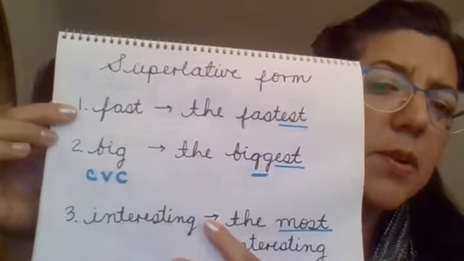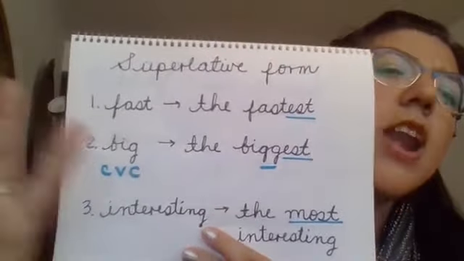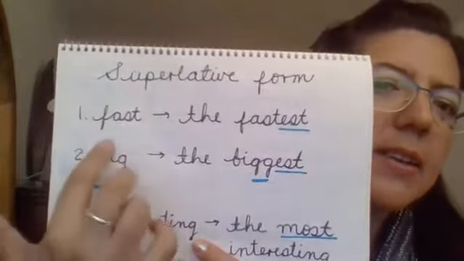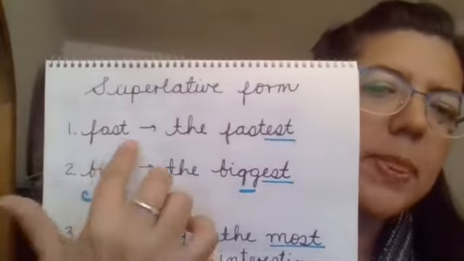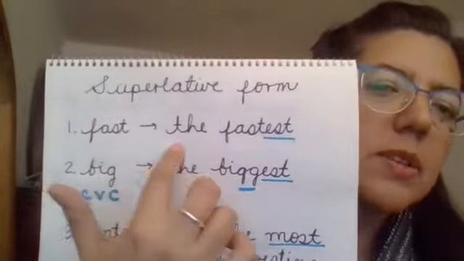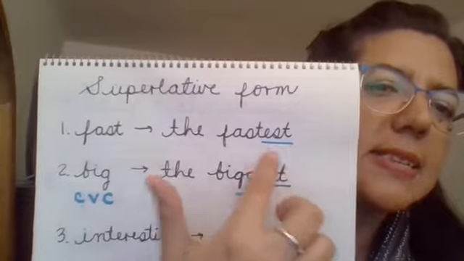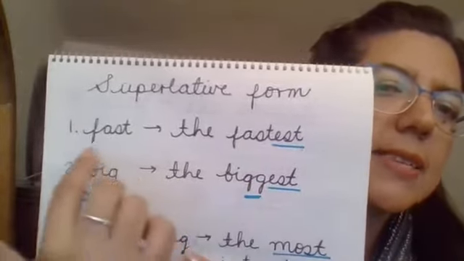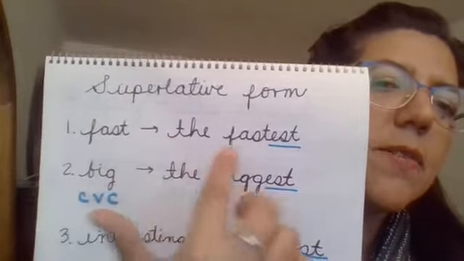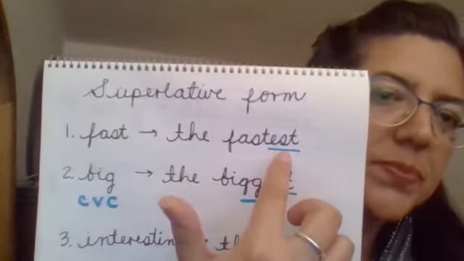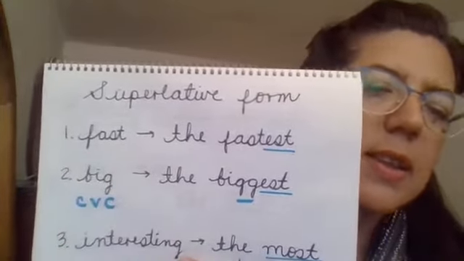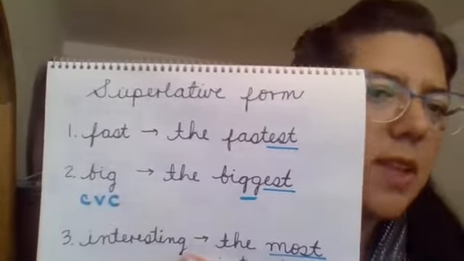The first type of adjective is the normal short adjective like fast, okay? And we need to add the and then fastest. You're going to add est to the adjective and we get the fastest. This is one type of adjective. It is short, it has nothing special, nothing different.